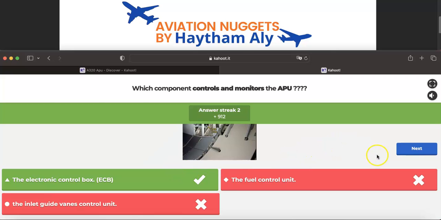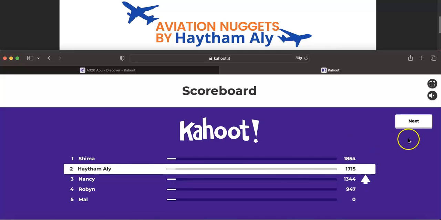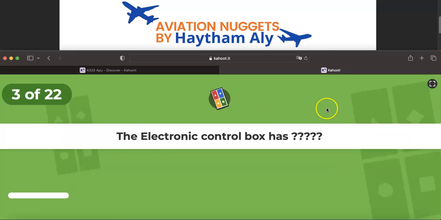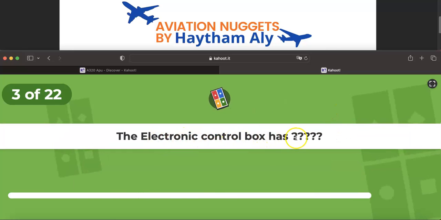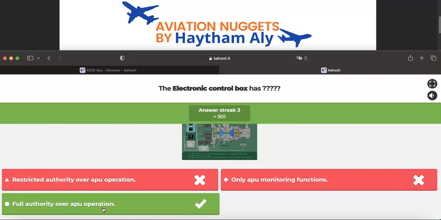Okay, everybody. So, next question. The electronic control box has restricted authority over APU operation, only APU monitoring function, or full authority over APU operation. So the right answer is full authority over APU operation. What authority does the electronic control box have?